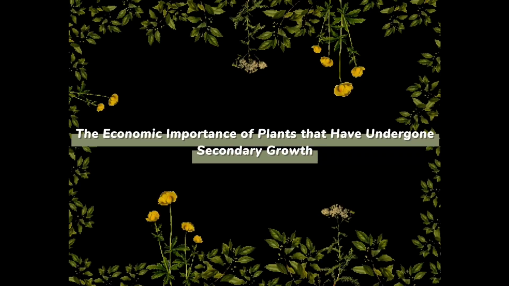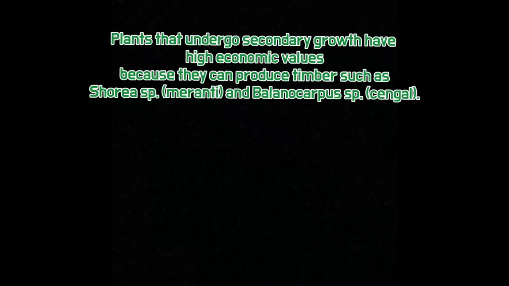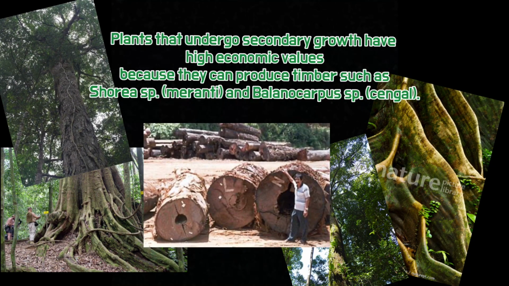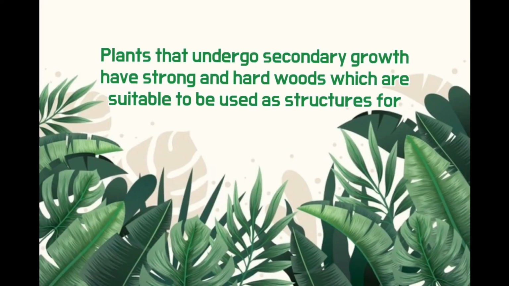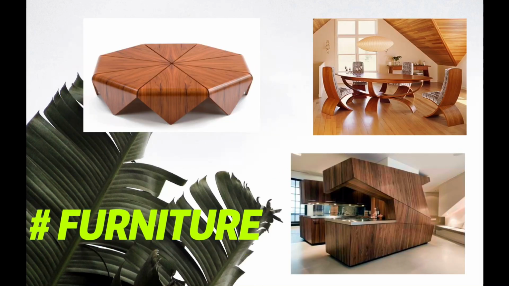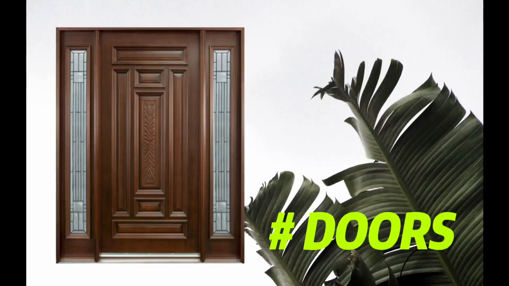Next, the economic importance of plants that have undergone secondary growth. Plants that have undergone secondary growth have high economic values because they can produce timbers such as Shorea sp and Balanocarpus sp. Plants that undergo secondary growth have strong and hard wood which are suitable to be used as structures for houseboat, furniture, fences, and doors.